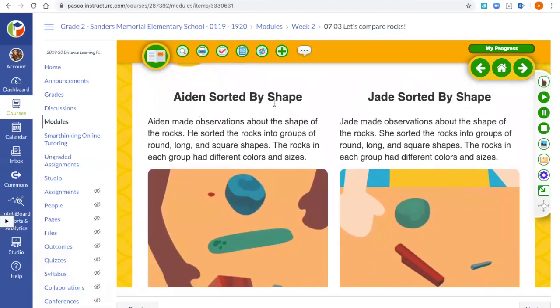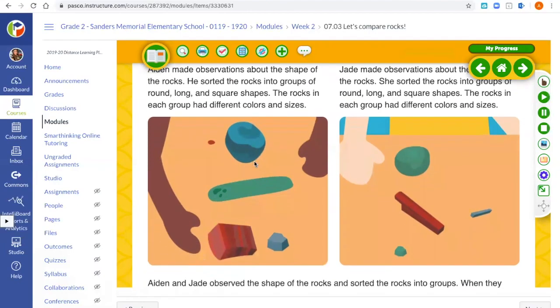Aiden sorted by shape. Aiden made observations about the shape of the rocks. He sorted the rocks into groups of round, long, and square shapes. The rocks in each group had different colors and sizes.